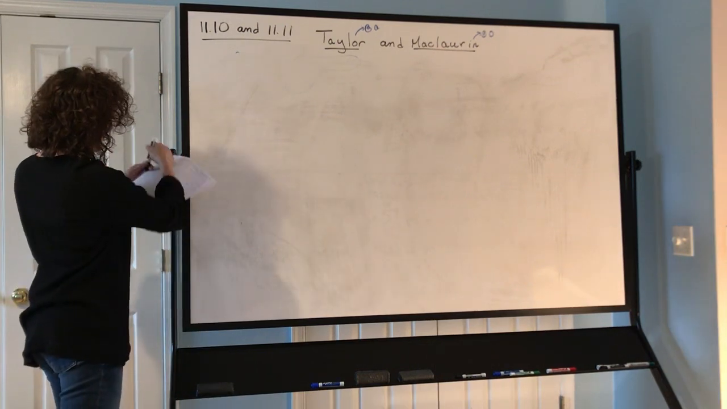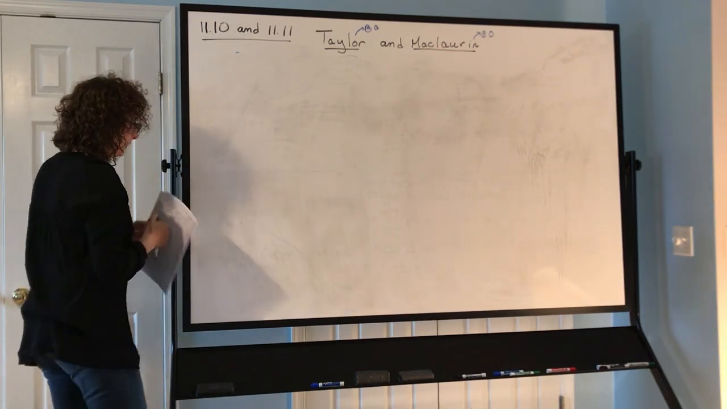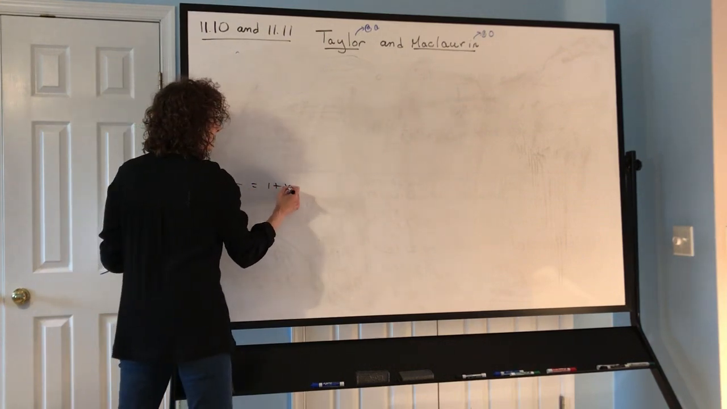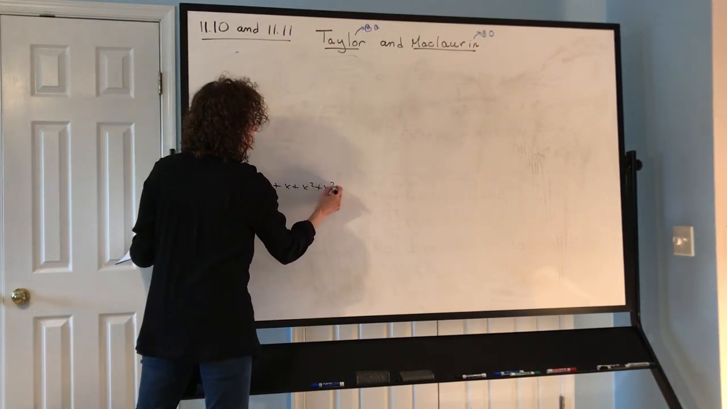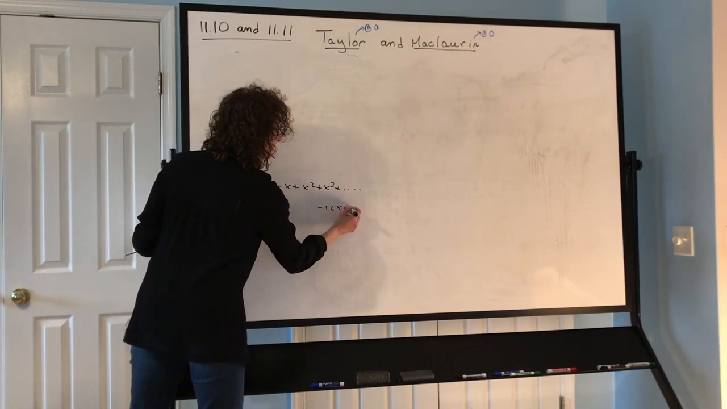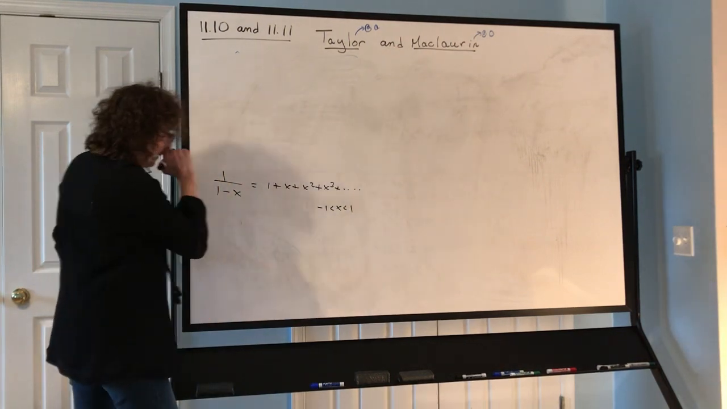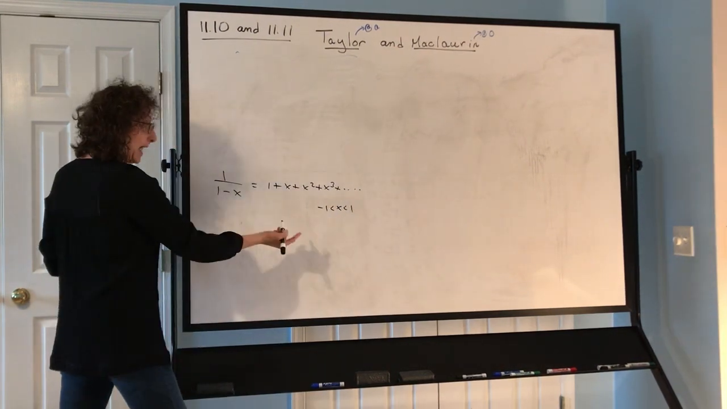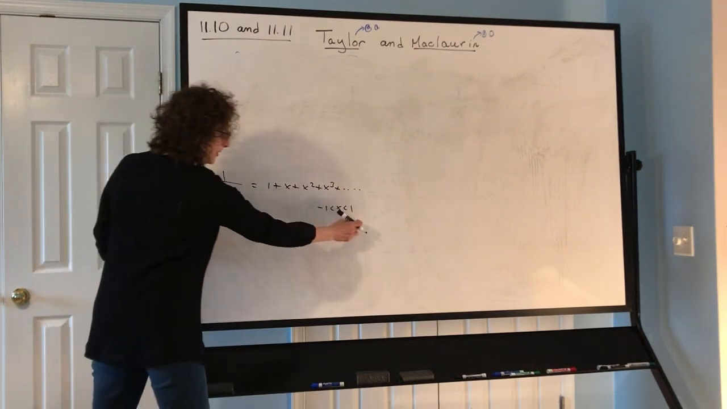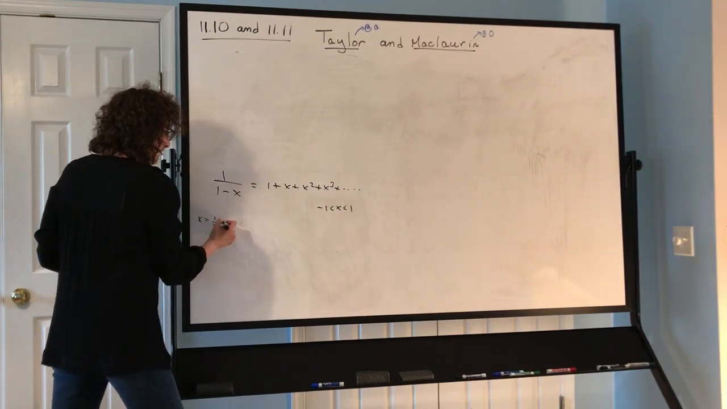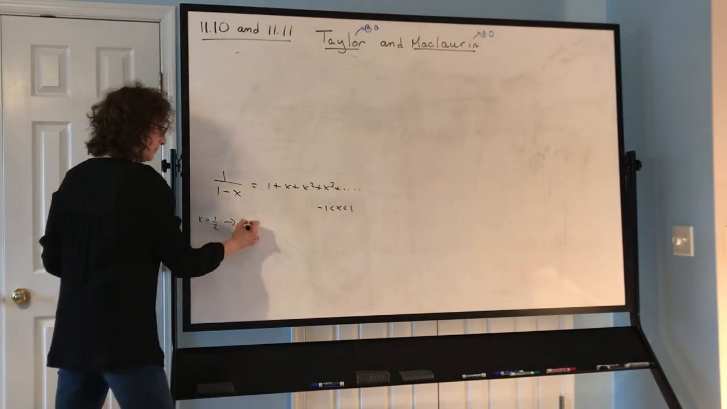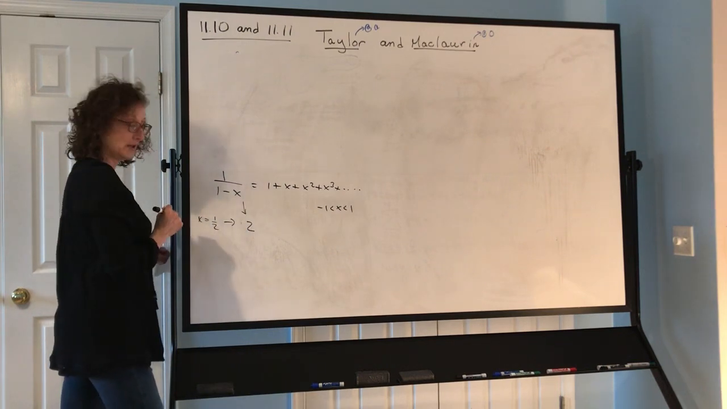So we had already talked about, in that previous example, that 1 over 1 minus x is equal to 1 plus x plus x squared plus x cubed and so on, only for minus 1 less than x less than 1. If we put in x equals a half, which is certainly within this range of minus 1 to 1, then 1 over 1 minus a half gives us 2 from this side. Are you with me there?